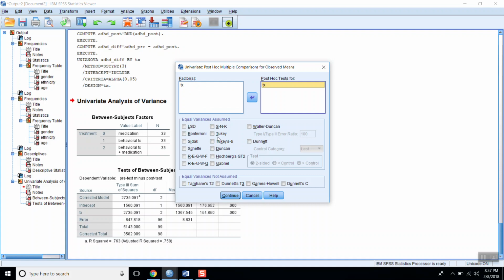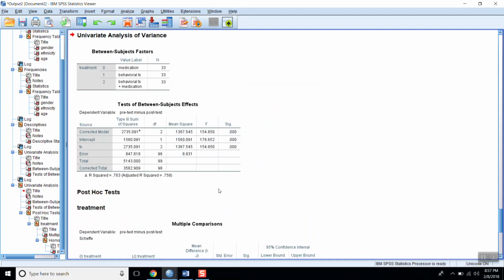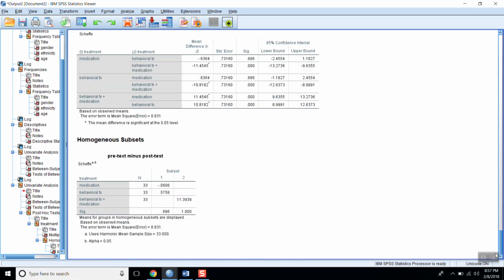Scheffé and Tukey will run all pairwise comparisons, so either's really fine, but go ahead and hit Tukey so we all get the same thing. Press continue and press OK. Okay. So what does this tell us?